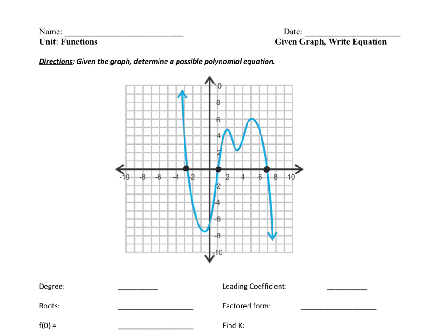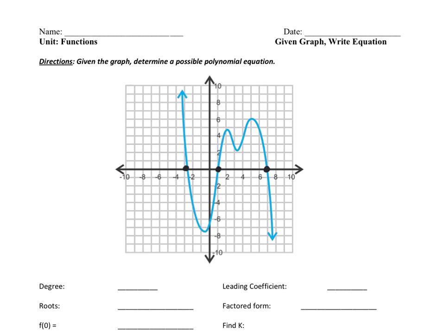Hi everyone, in today's lesson we're going to talk about how to write the equation of a polynomial function that is graphed, just like this one here. Now I know this graph is a little off on the roots, so just to make it easier for us, I'd like to make the roots be -3, 1, and 7.